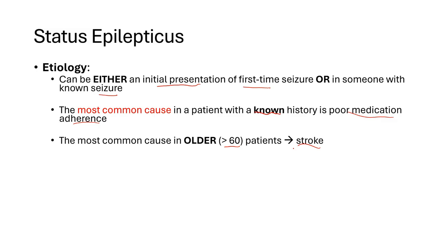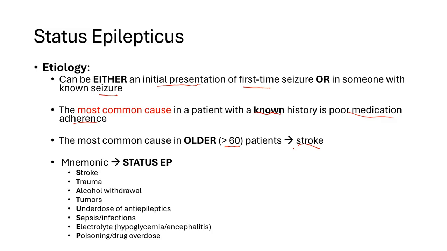Now, there are a multitude of different things that can cause status epilepticus, and a mnemonic to remember that is Status EP, where S stands for stroke, especially in individuals above 60, T for trauma or traumatic brain injury, A for alcohol withdrawal, T for tumors, U for underdose of anti-epileptics or individuals who have poor medication adherence, S for sepsis, infections, meningitis, E for electrolyte issues, hypoglycemia, hypocalcemia, etc., P for poisoning or drug overdose.